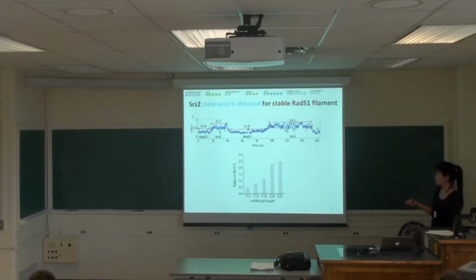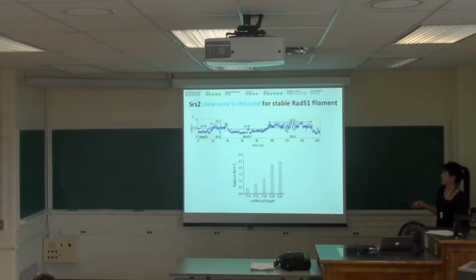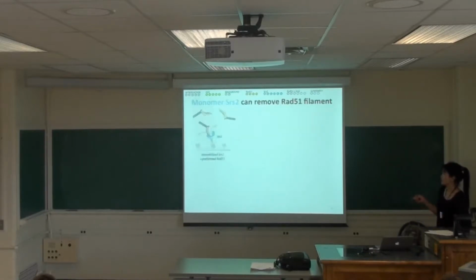So what we see is that when the tail length is short, it is low, and as the tail length becomes longer, its preference for formation increases, or the stability of the Rad51 filament increases. And this is consistent with the nucleation size that we monitored before. Okay.